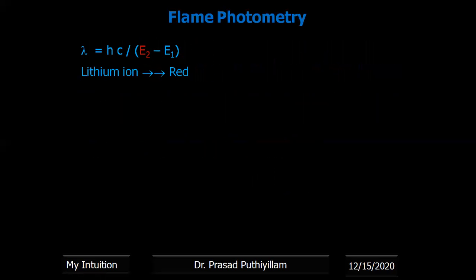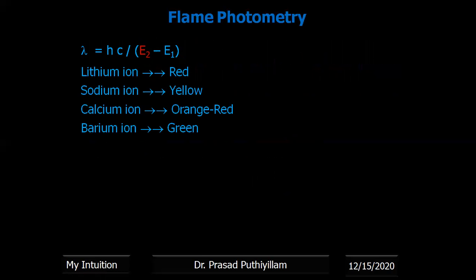Lithium ions will produce a red color in the flame. Sodium ions will produce yellow color. Calcium ions will produce orange or red color. Barium ions will produce green color. Copper ions, depending upon the concentration, give blue to green color. And potassium ion will give lilac color. So we are not bothered about what type of color it is giving in flame photometry. Based on this color, we can choose the filters.